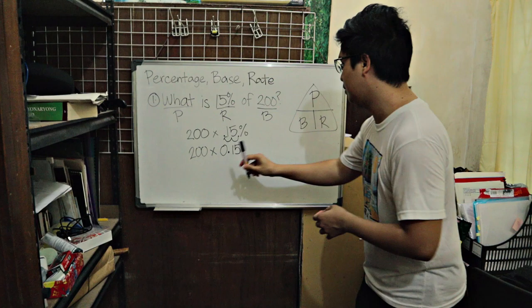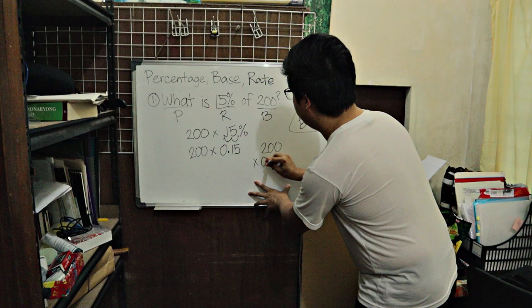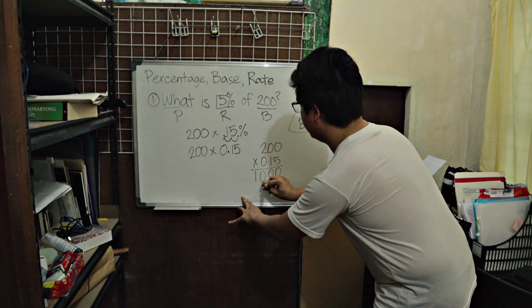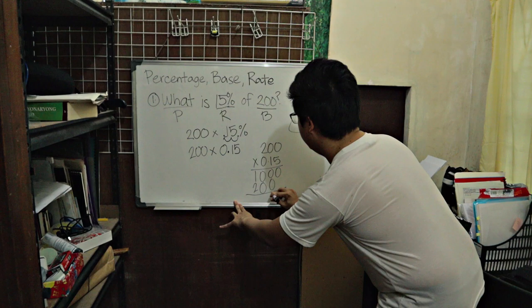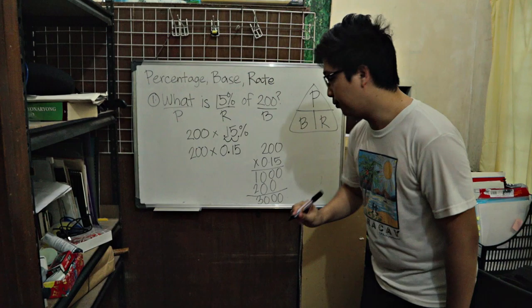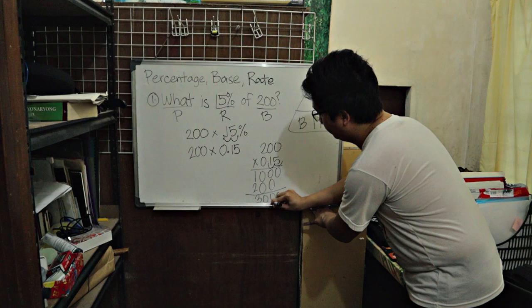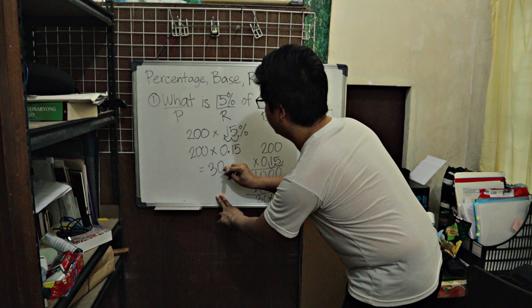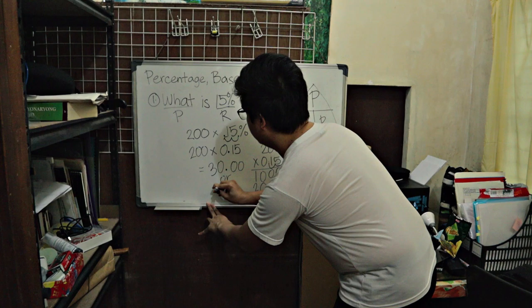And that is how we solve the percentage. 200 times 0.15. 5 times 0, 0. 5 times 0, 0. 5 times 2, that's 10. 1 times 0, 0. 1 times 0, 0. 1 times 2, that's 2. Then we add them: 0, 0, 0. 1 plus 2, 3. There are two decimal places, so we move the decimal point two places: 1, 2. Meaning, this is equal to 30. The decimal point is over here, 30.00, or you can just write 30. So, 30 is 15% of 200.